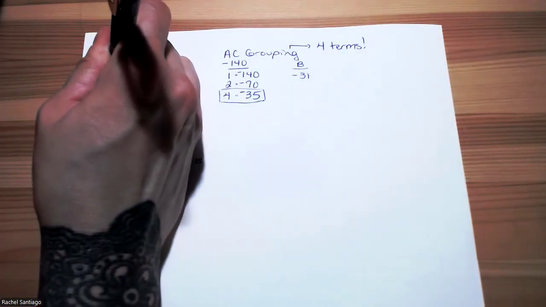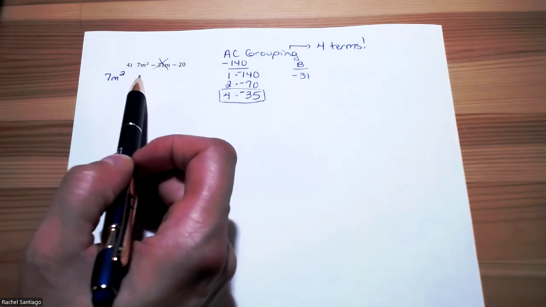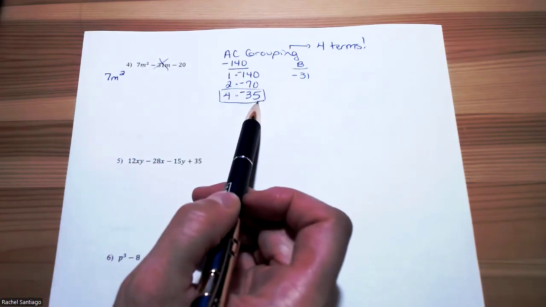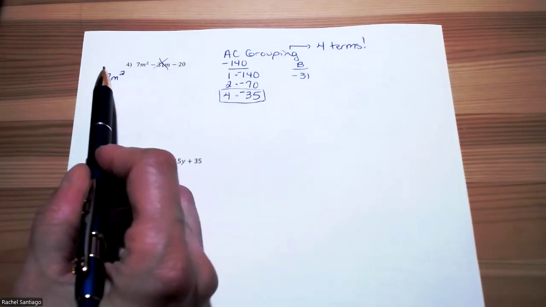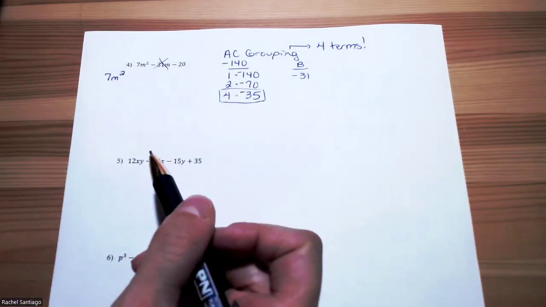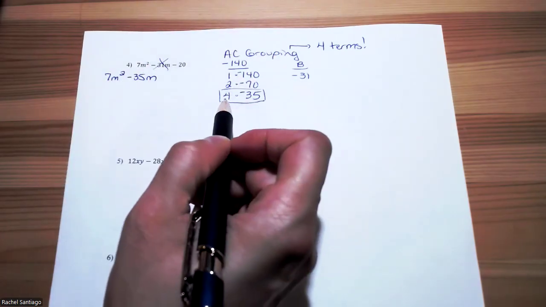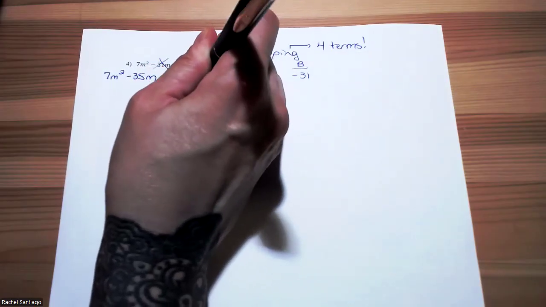We're going to keep the 7m squared. I could write plus 4m minus 35m minus 20. Or I could put the negative 35m right next to the 7. I'm going to do that because then it's easier to pull out a GCF, and I like it better. So I'm going to write minus 35m, then plus 4m, and then minus 20.